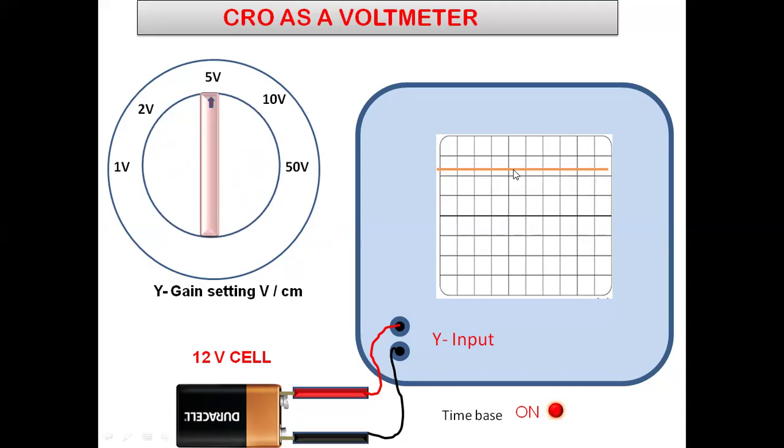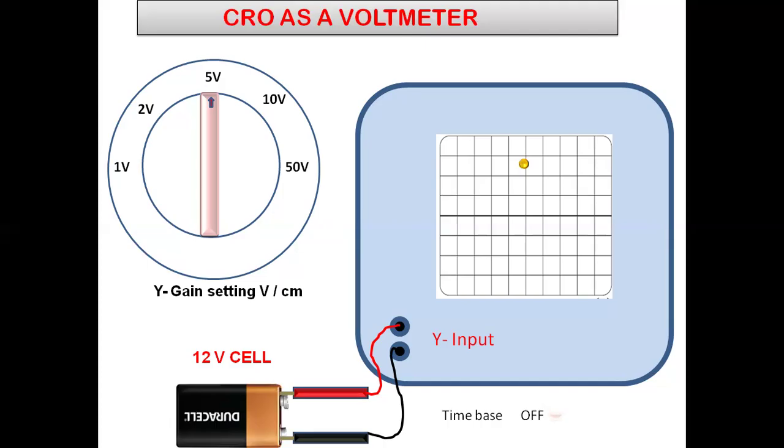Why is this a horizontal line? Because the time base is on. So when we measure any higher voltage, the spot or the bright line will move even further upwards. And the horizontal line changes into a bright spot if the time base is off. When we turn the time base off, the bright line will disappear and a spot appears on the screen at the same position.